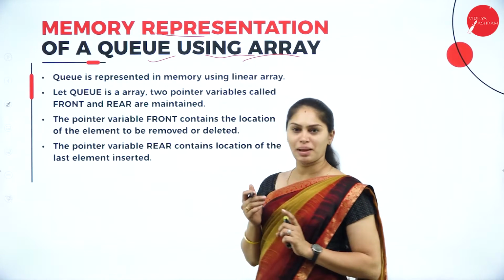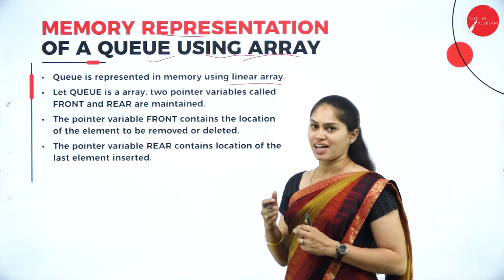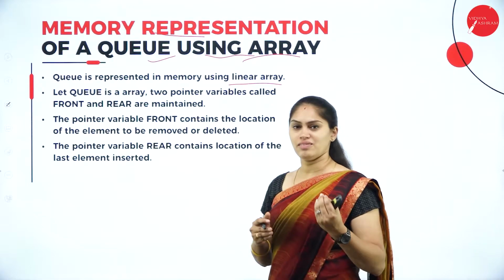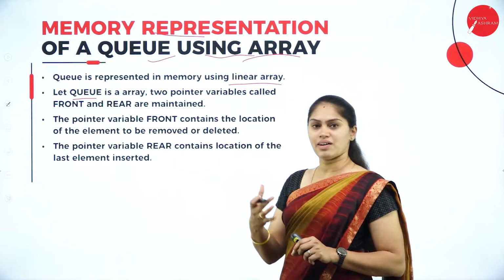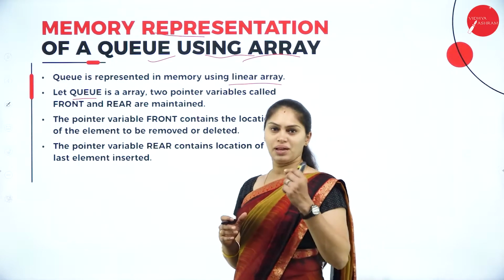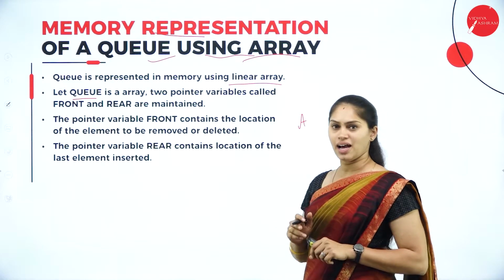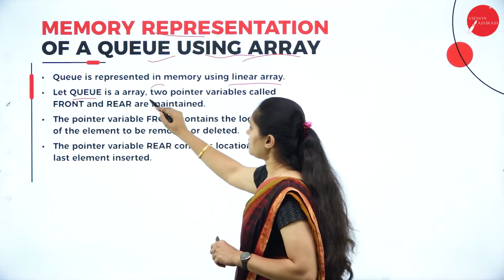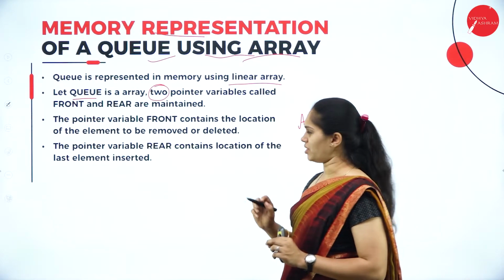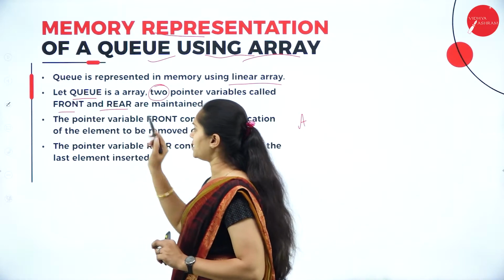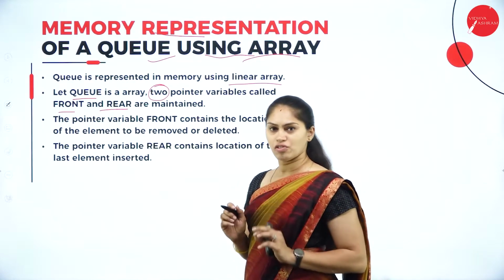Then how are we going to represent this queue in a computer's memory? By making use of a linear array, a single dimensional array. We'll see how it will be represented. Consider we have an array called Q. In the previous example, we named the array A, but here we are considering the array as Q, and we have two pointer variables to specify the location. One is front, and another one is rear. Already you know about the front and rear end of a queue, right?